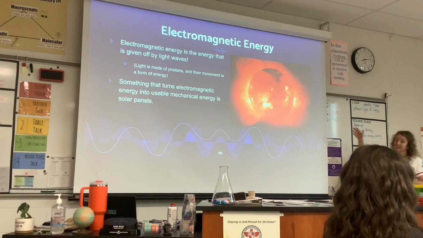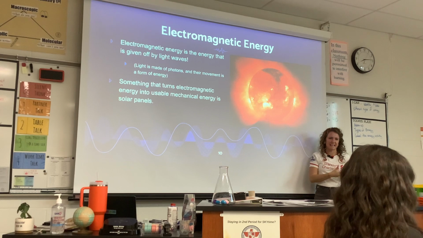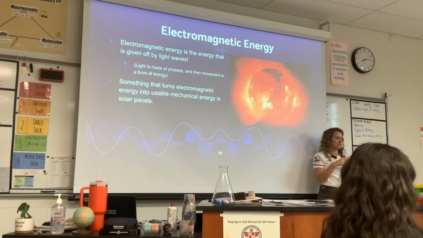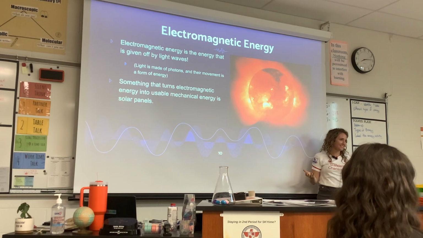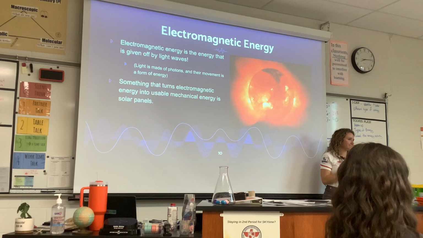Something that turns electromagnetic energy into usable mechanical energy is solar panels. So the light that comes from the sun, we would classify as electromagnetic. And sometimes when you learn about these types of energy in younger years, they just call this light energy. But its official name is electromagnetic energy.